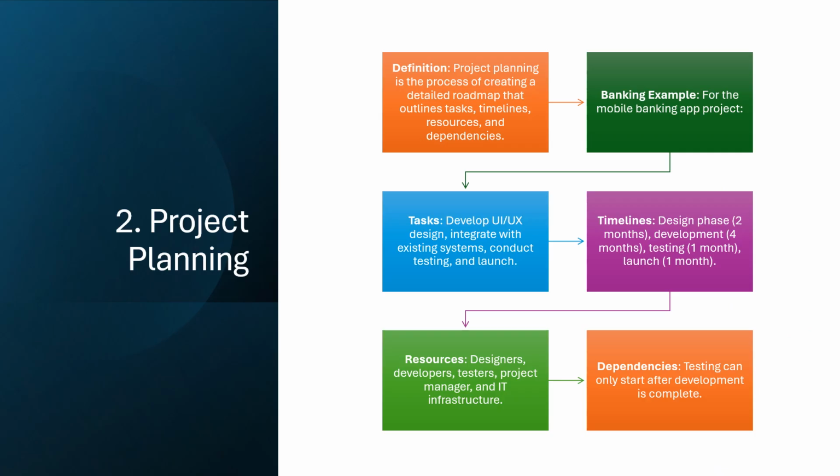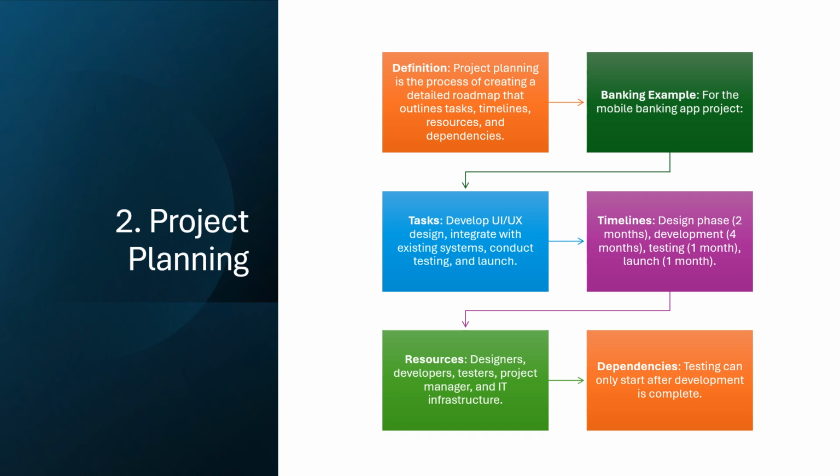The next point I want to talk about is project planning. I made a diagram so we can easily understand. First I will read through the definition. Project planning is the process of creating a detailed roadmap that outlines tasks, timelines, resources, and dependencies. When you create any roadmap, these things are very important: tasks, timelines, resources, and dependencies. If you define them in a proper way, like what is the task and what is the timeline, it will be very easy to complete your project.